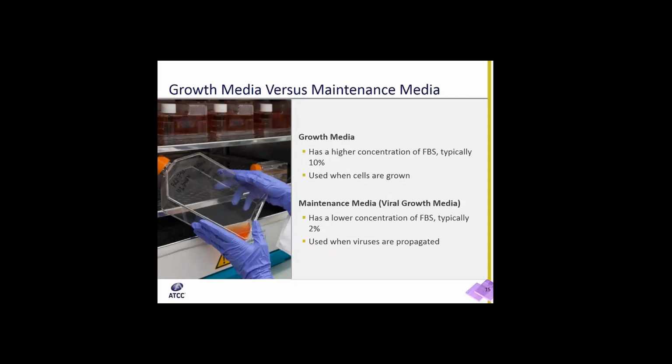While growing viruses, it's important to also know the difference between a growth media and maintenance media. Generally speaking, growth media has a higher concentration of fetal bovine serum, typically about 10%. This is what we would use when we are growing the cells prior to virus inoculation. The maintenance media, more commonly called the viral growth media, has a lower concentration of serum, typically about 2%, and this is the media to be used once the virus is inoculated onto the cells.